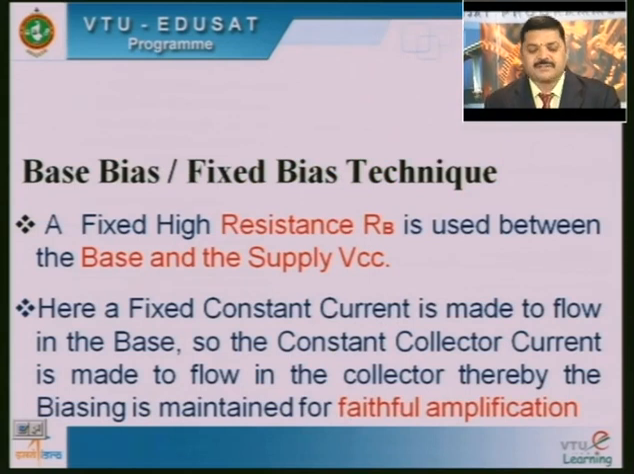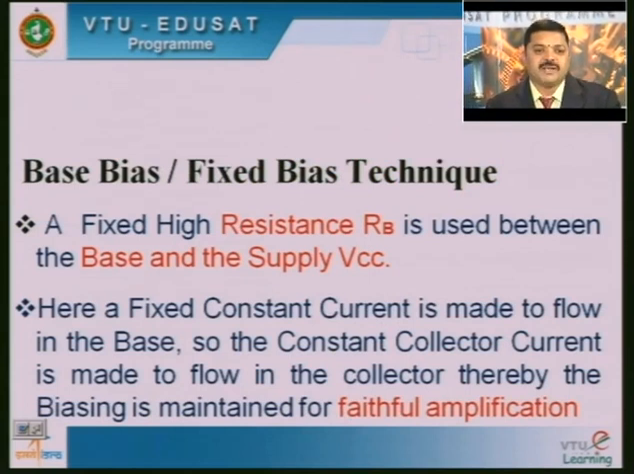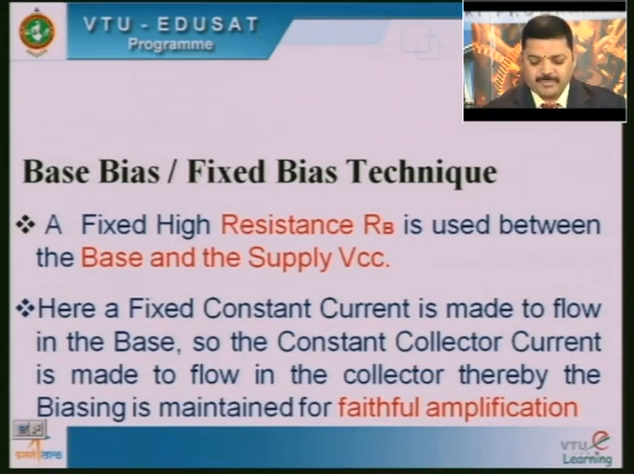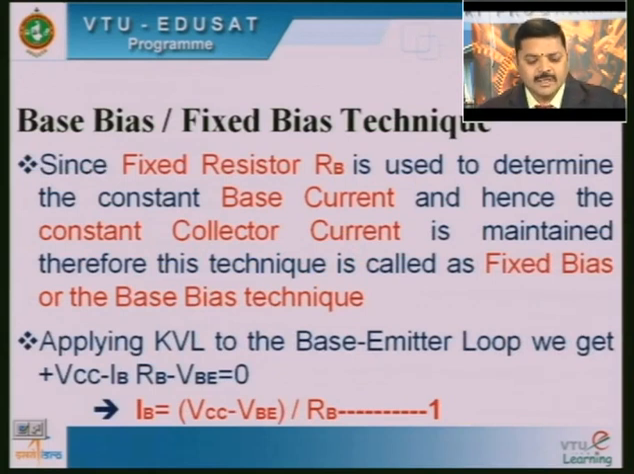As I told you, a fixed resistance RB is used between the base and the supply VCC. Here the fixed constant current is made to flow in the base region, so that constant collector current is made to flow in the collector, thereby the biasing is maintained, so that we get a faithful amplification. Since the fixed resistor RB is used to determine the constant base current and hence the constant collector current is maintained, this technique is called the fixed bias or the base bias technique.